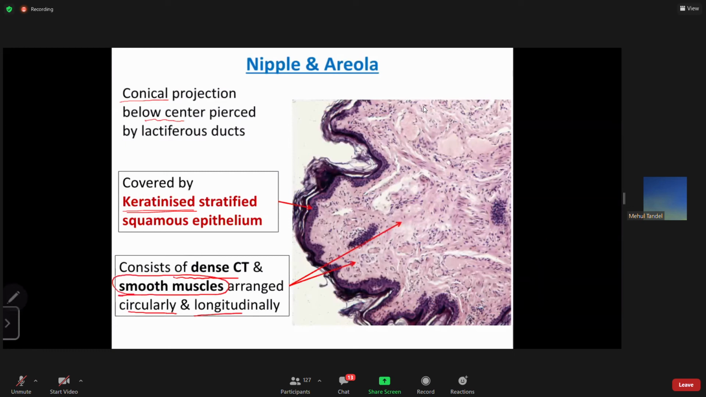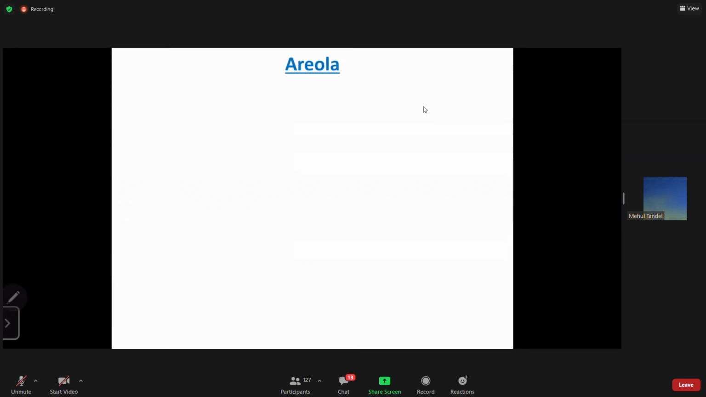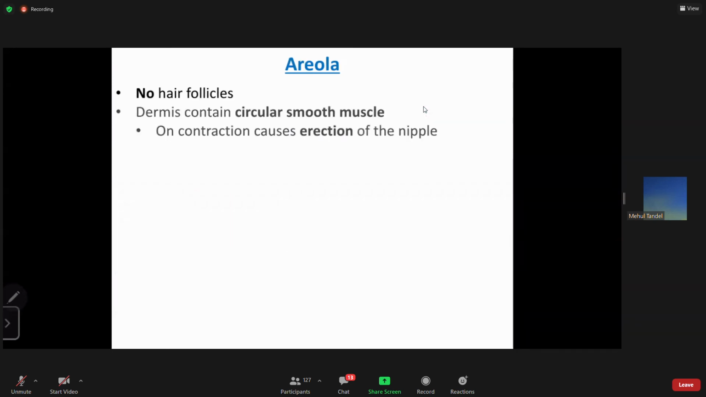You can see this is smooth muscle, circular. Because it is circular, you see a cross section here. The rest of this area is longitudinal. Okay, the areola is devoid of hair follicles. Talking about the areola now, the dermis contains circular smooth muscle, which on contraction causes erection of the nipple. It also contains sebaceous and sweat glands.